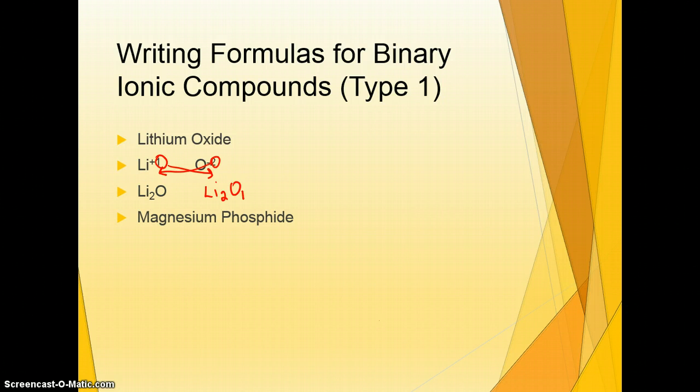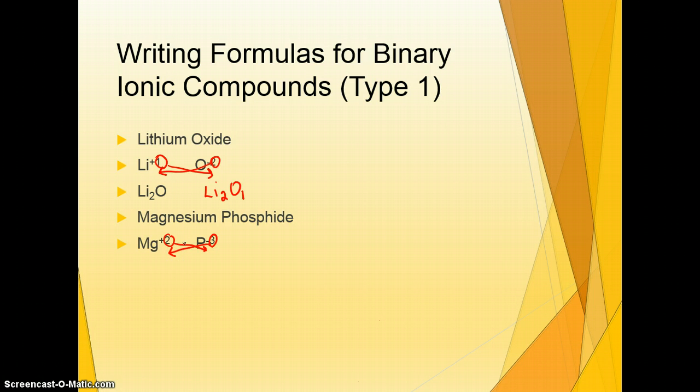Let's look at another one. Magnesium phosphide. Magnesium is our group 2, so it's +2. Phosphide is a group 5, and so it's a -3. Again, we're going to take just the numbers, not the charges, and crisscross them down.